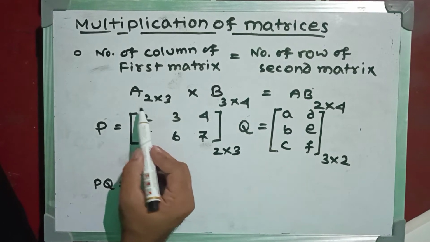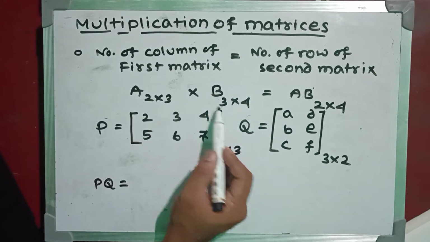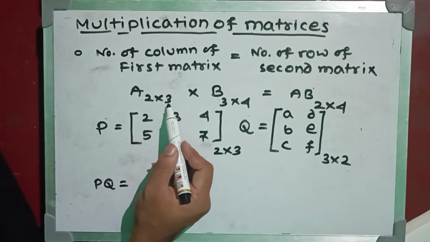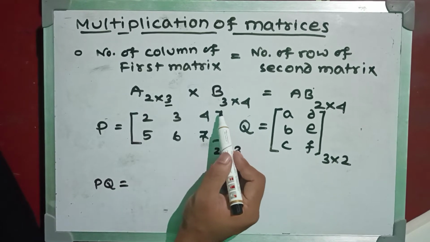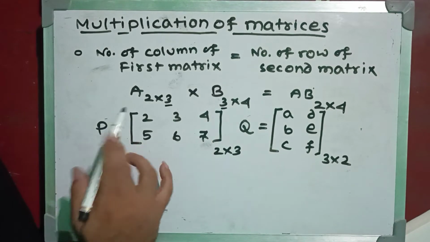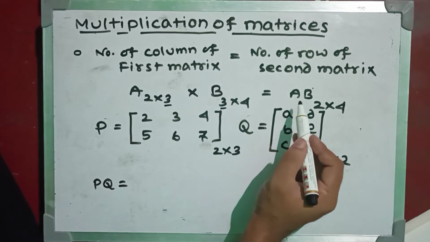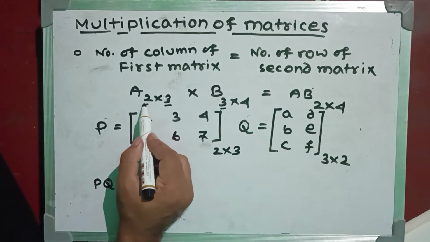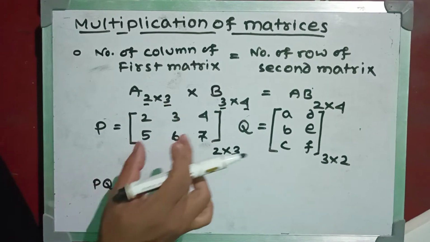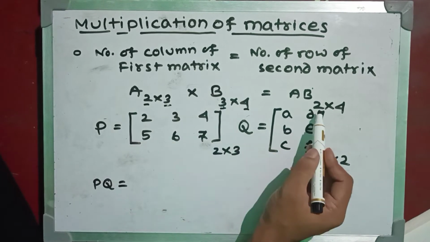Now as you can see here, I have taken a matrix A, it's 2 cross 3, and B, it's 3 cross 4. So the number of columns of matrix A is 3 and the number of rows of matrix B is 3. So these two are equal. So you can multiply A and B, and the result of the multiplication AB will be 2 cross 4, and the in-between number 3 will vanish. So the order of AB will be 2 cross 4.